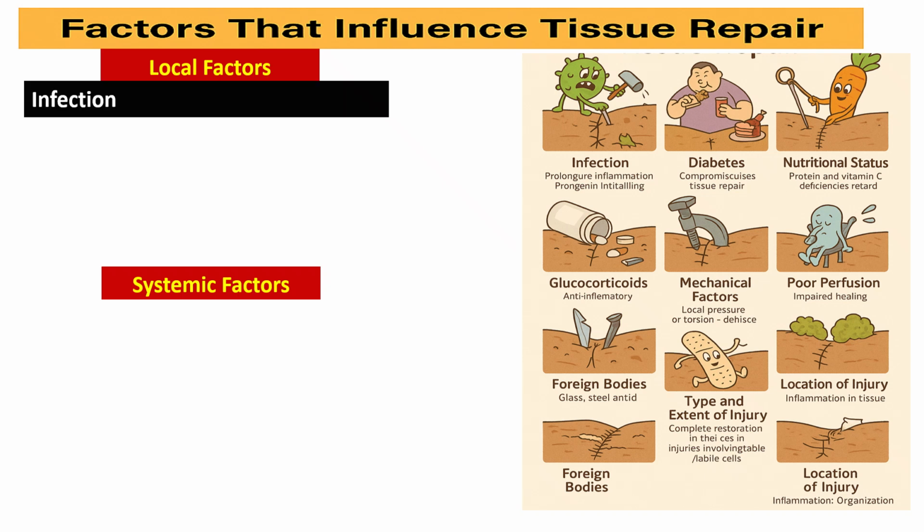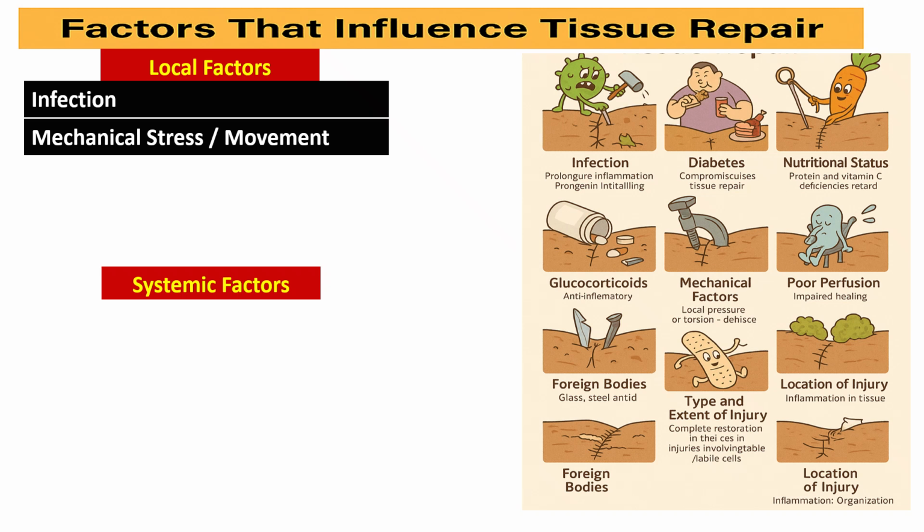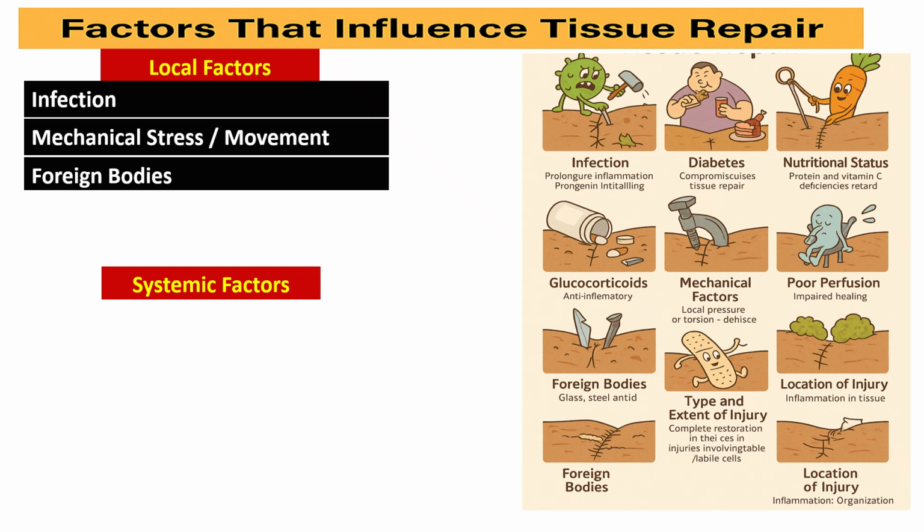These are the most important local cause of delayed healing. They prolong inflammation and increase tissue injury. Then mechanical stress or repeated movement at the site of the infection or damage disrupts newly formed tissue and granulation tissue, and can lead to wound dehiscence, that is the reopening of the wound.